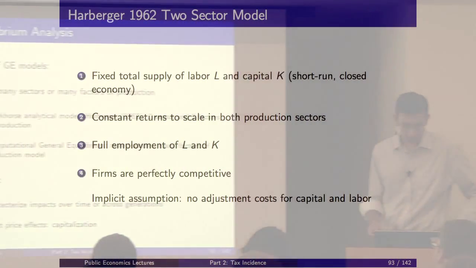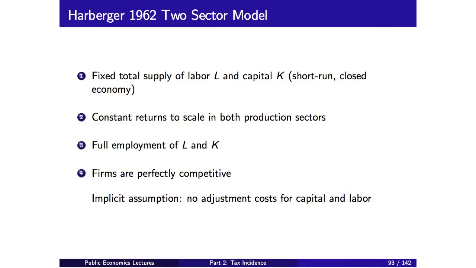OK, so let's start with the Harberger two-sector model, the simplest GE model. Here are the key assumptions of the model. First, we have a fixed total supply of labor L and capital K. Okay? So there are 100 people who can work, and there are $100 that we can invest in buying machines, let's say. So think of that as a short-run, closed economy.